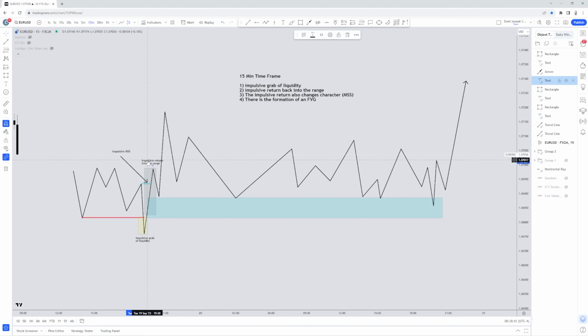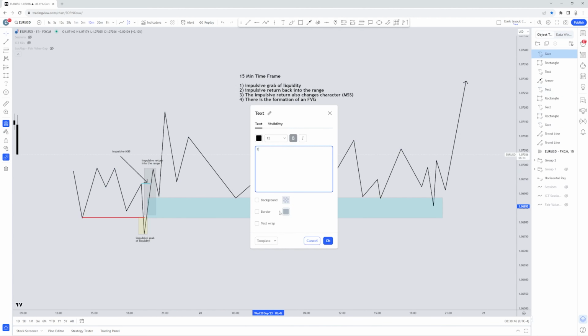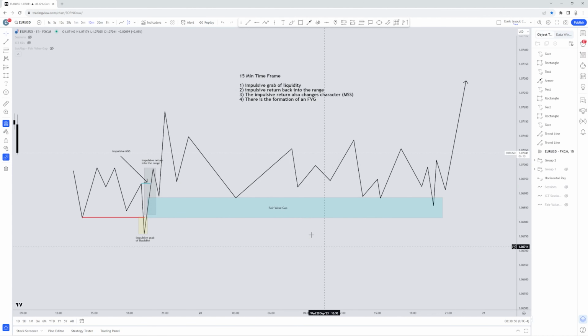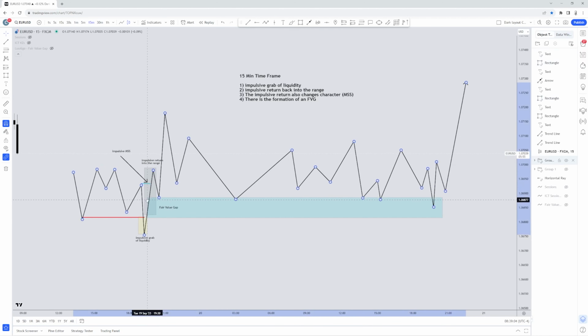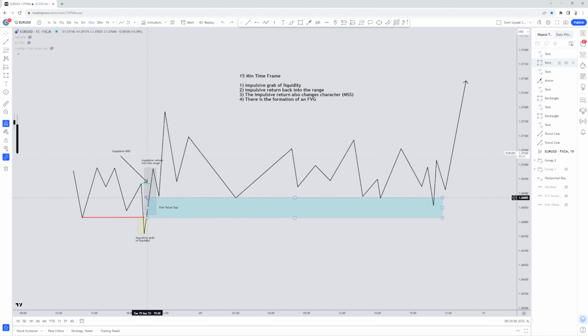And we can also add some text and say fair value gap. So now we have everything right here. Okay. This is the impulsive grab of liquidity. This is the impulsive return into the range. This is the impulsive market structure shift with the creation of a fair value gap. What do you do? You just extend this fair value gap to the right.